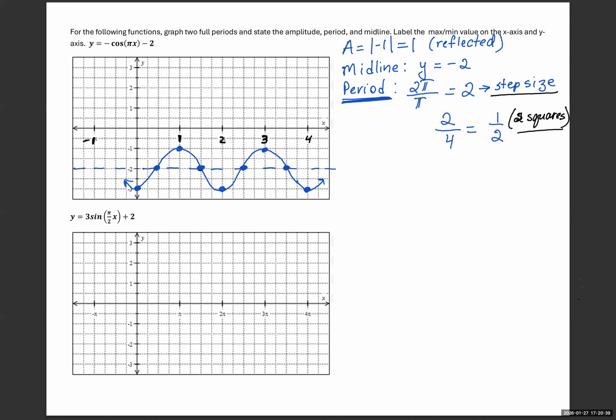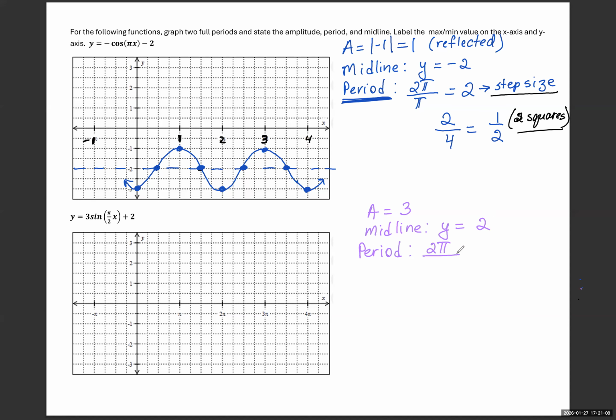Let's go ahead and look at the sine function. Okay, my amplitude for the sine function is 3. This function is not reflected. The midline, that one will be y equals +2. And then the period, the fundamental period for the sine function is 2 pi.